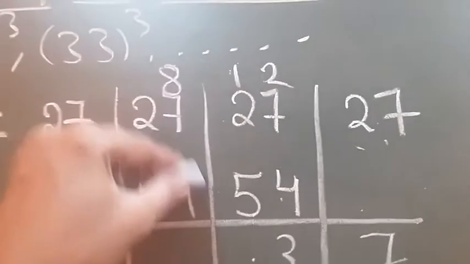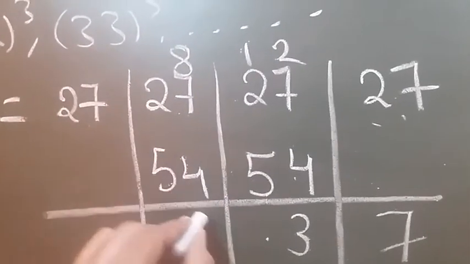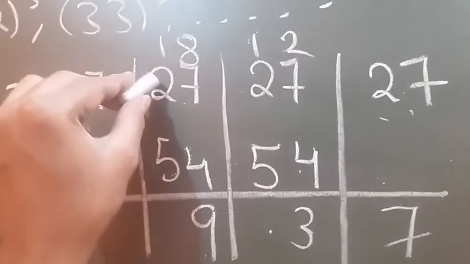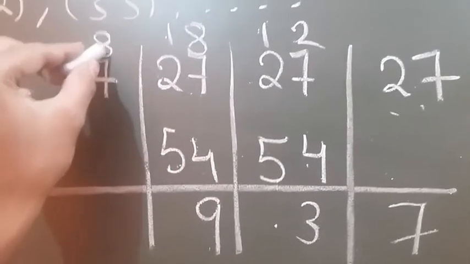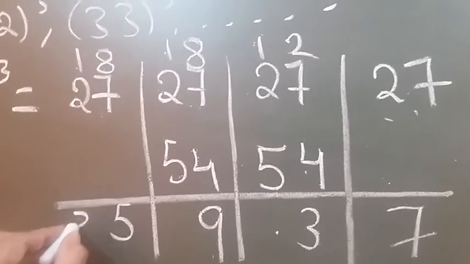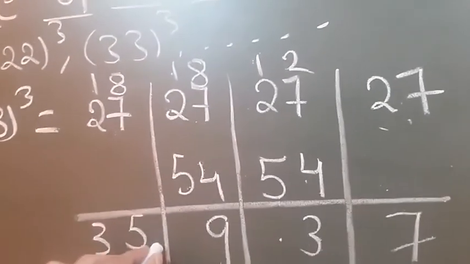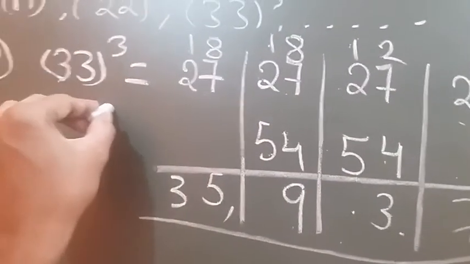Now add these 3. 8 plus 7, 15. 15 plus 4, 19. 5 plus 2, 7. 7 plus 1, 8. 8 plus 7, 15. 2 plus 1, 3. 35,937 is the cube of the number 33.